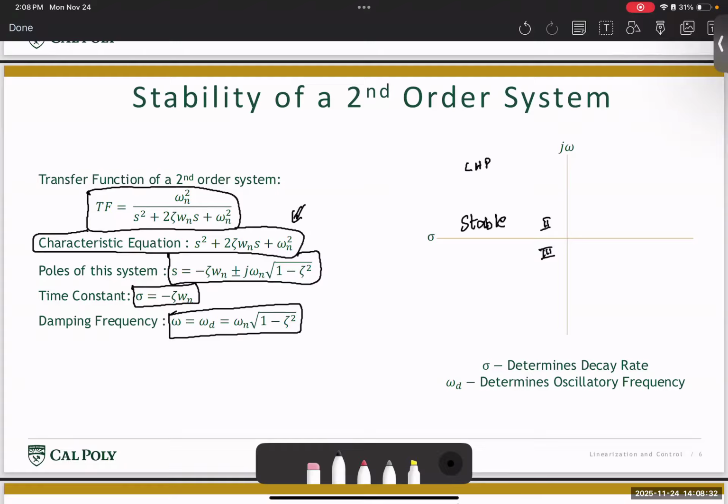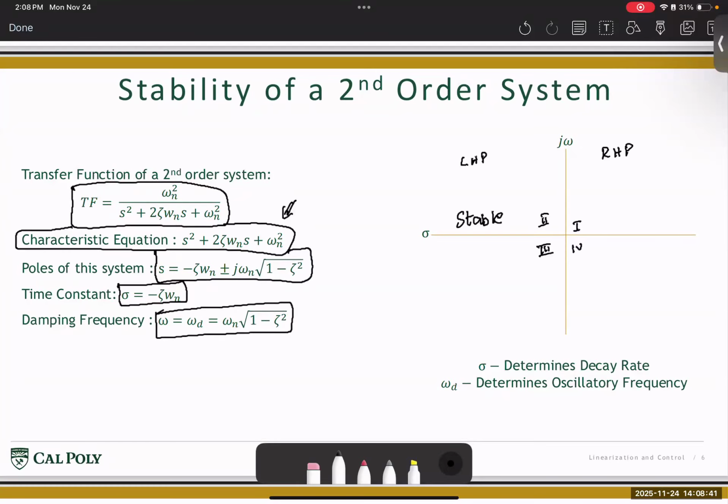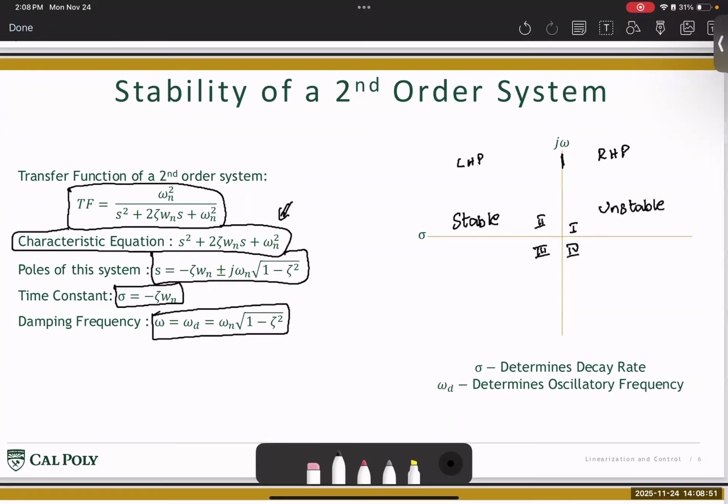If the poles of the system are on the right hand plane of the j omega axis, which is basically in quadrant 1 or quadrant 4, then the system is said to be unstable. All right. Now, what happens if the poles or the zeros exactly lie on the j omega axis? Then, if they lie exactly on the j omega axis, we call them marginally stable systems.